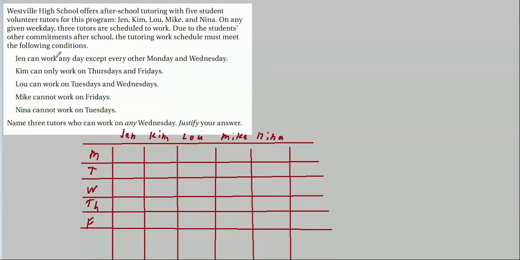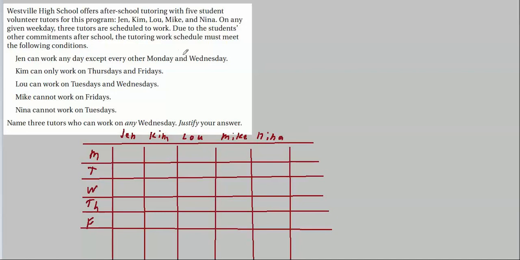Now, which way should we do this? We could mark the days that they can work, or they could mark the days that they can't work. I'm going to put X's for a day that they can't work, and just leave it blank. If it's blank, the assumption is they can work that day, no problem. So let's start with Jen. What can she do? She can work any day except every other Monday.